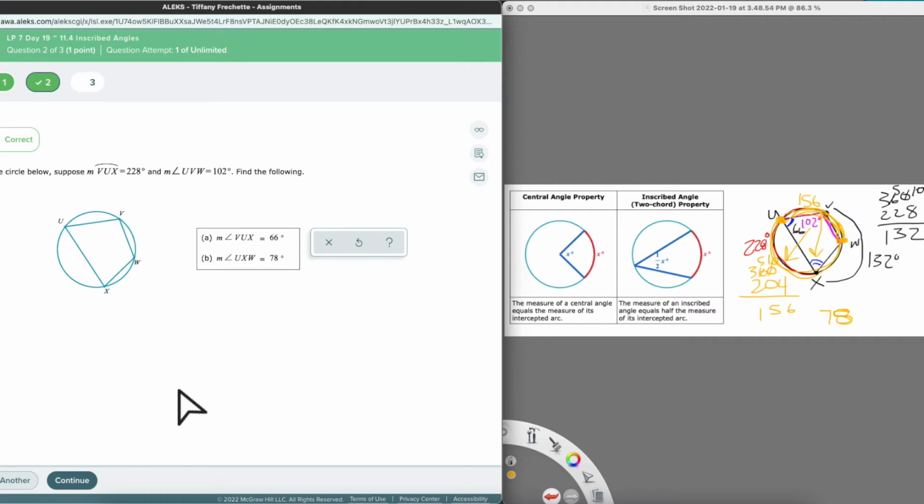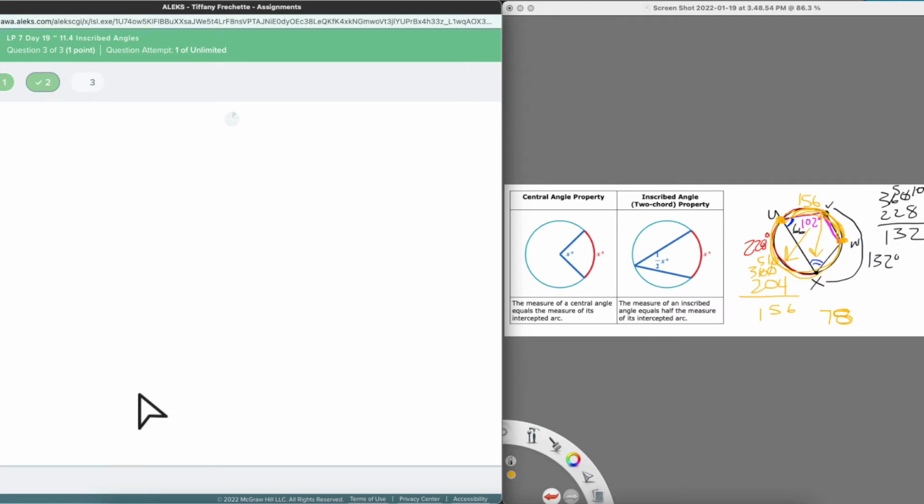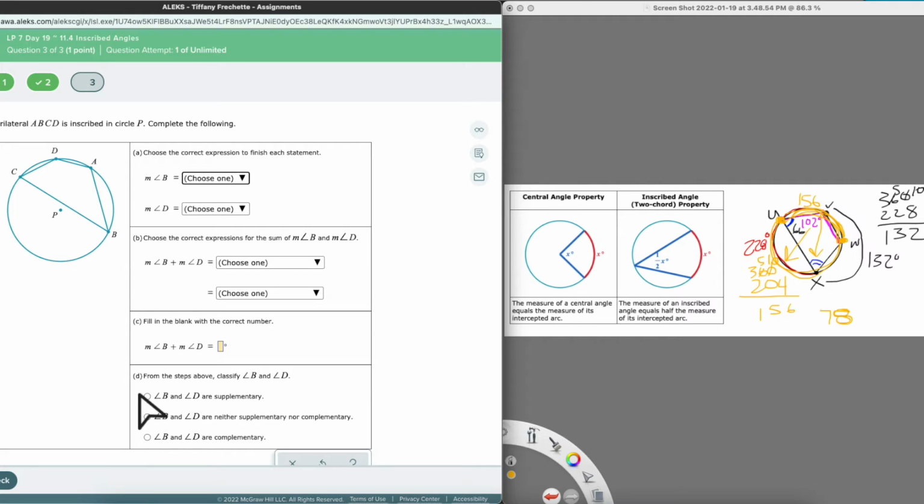All right, so that one just requires us to play around, look at what they gave us, and figure out how to apply this inscribed angle rule multiple times to get what I want there. So quadrilateral ABCD is inscribed in circle P. Complete the following. So we can see this, and inscribed just means it's drawn inside.